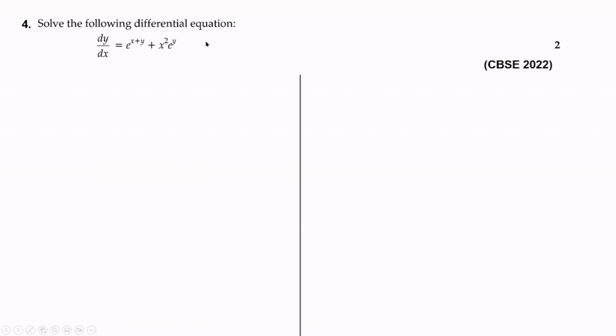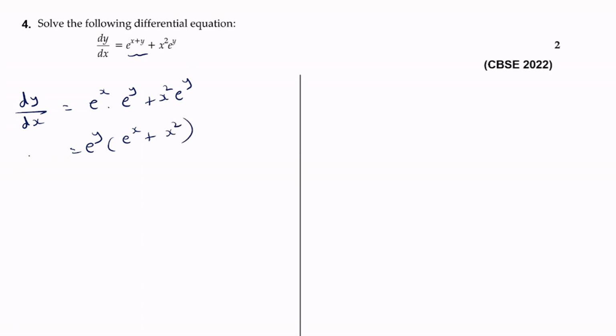Next question, solve the following differential equation: dy by dx equal to e raised to x plus y plus x square e raised to y. So let us solve this differential equation. Again, this is also for 2 marks. dy by dx equal to e raised to x plus y, we can write it as e raised to x into e raised to y plus x square e raised to y. Here e raised to y is common, which can be taken outside. So inside the bracket we have e raised to x plus x square. This is dy by dx.